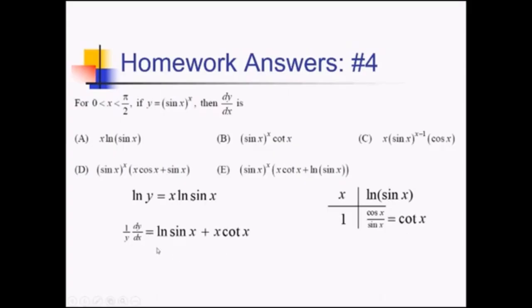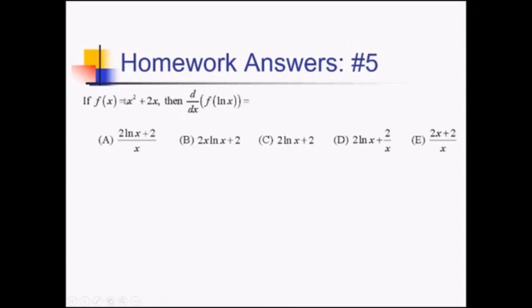Getting there. Now I have to isolate dy over dx, so I'll multiply both sides by y. And this is good as far as it goes, but you'll notice that all the answer choices have just x's in them. So I'm going to have to replace this y with the original function that it equaled, sine of x to the x, put that out in front there. And now this is hopefully going to match one of my answer choices. So I have, let's see, a sine of x to the x. So that's going to eliminate answers A and C. I also need an ln of sine of x inside there and an x cotan of x. So that looks like choice E.